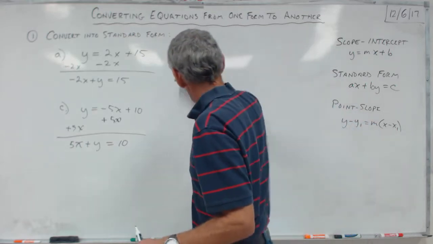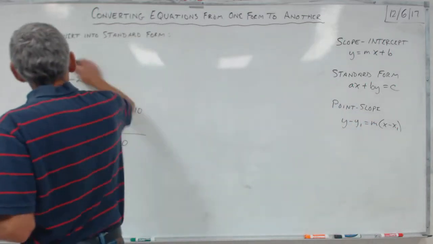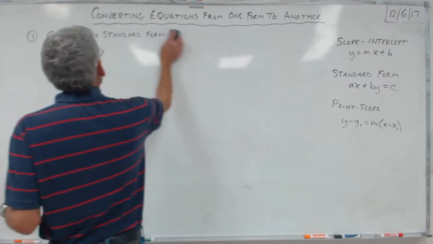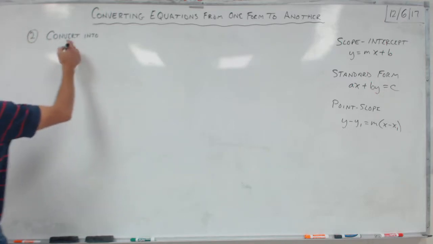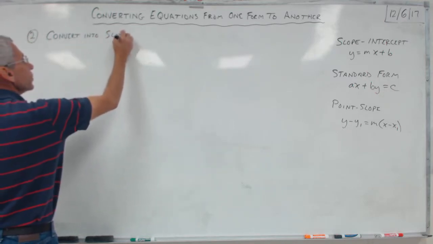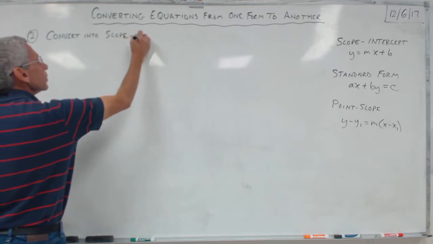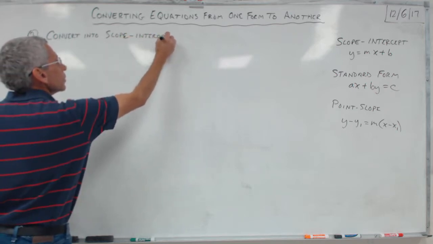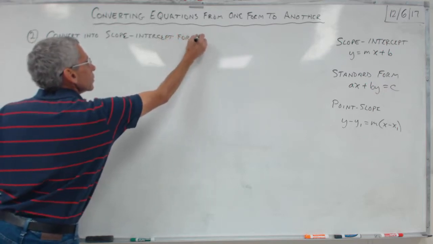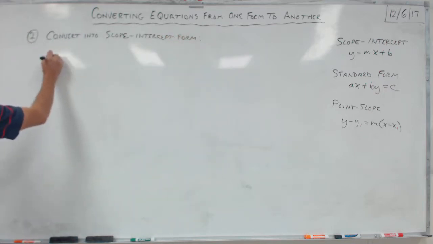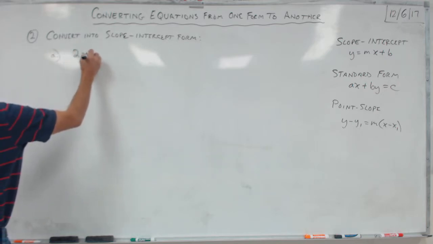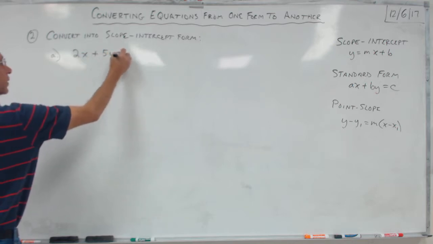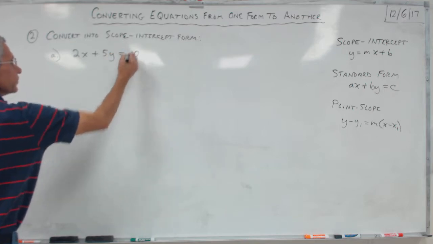So now we're going to convert the following equations into slope-intercept form. Okay? So this is number 2. Convert into slope-intercept form. Okay, so here's A. 2x plus 5y is equal to 10.